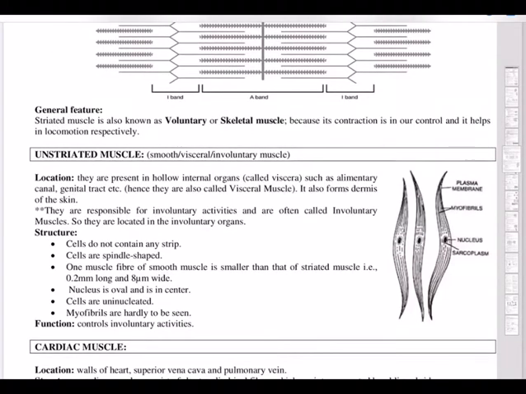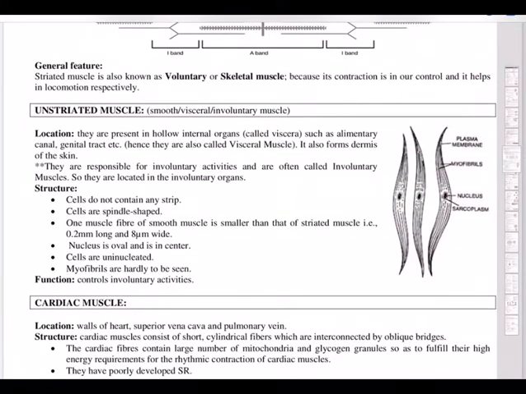And unstriated muscle or smooth muscle, look at the diagram. There's a plasma membrane, myofibrils, nucleus, and sarcoplasm. Where do you see these smooth muscles? They are present in hollow internal organs called viscera, such as the alimentary canal and genital tract, hence they are also called visceral muscle. It also forms the dermis of the skin. What is the function? They are responsible for involuntary activities. See, the first one is voluntary, whereas this is involuntary, and they are often called involuntary muscles.